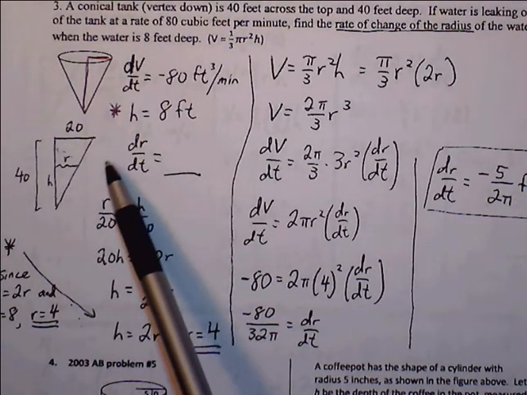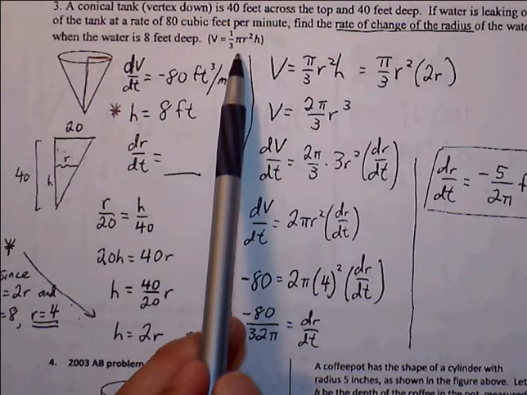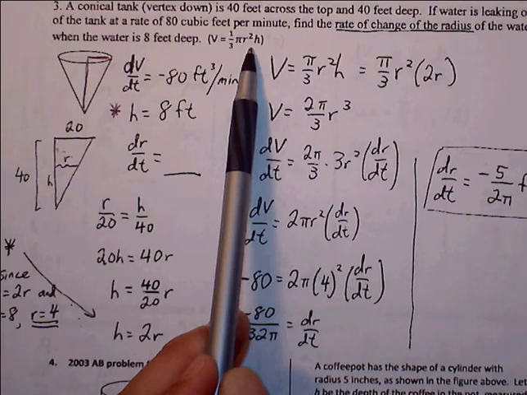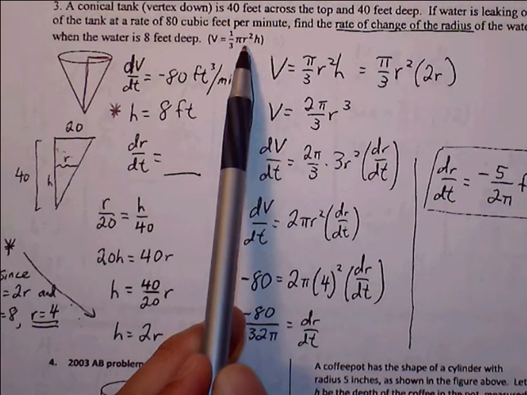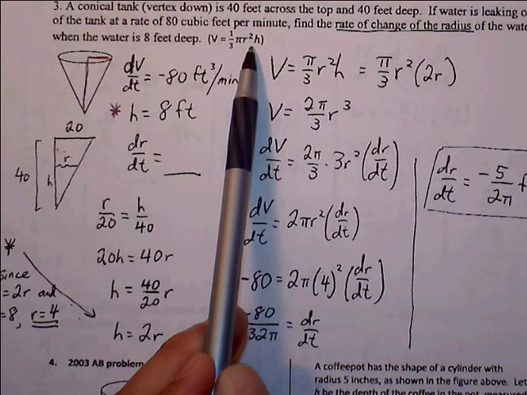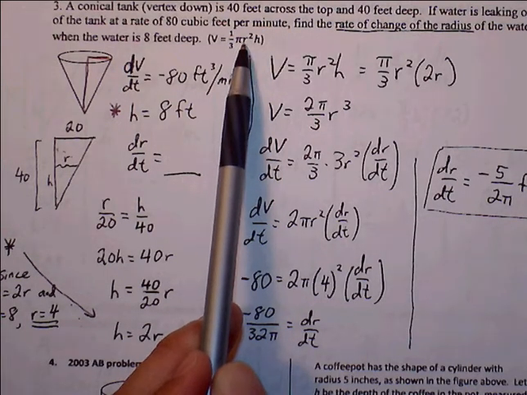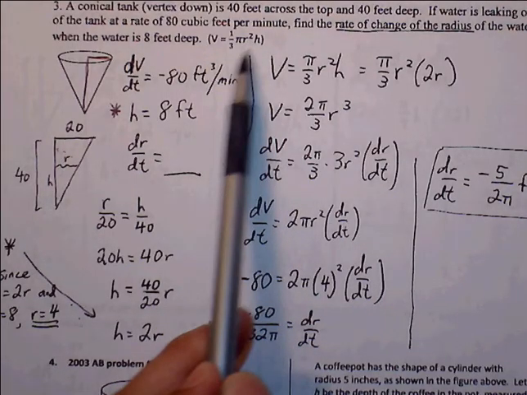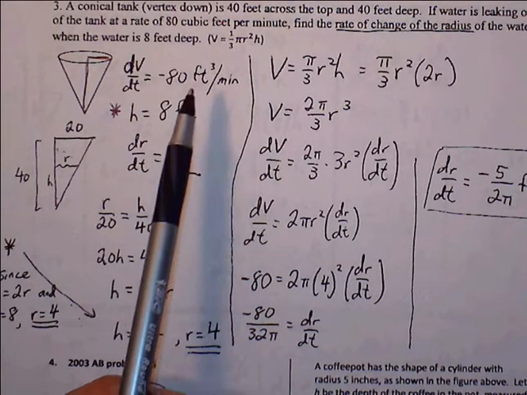So the issue is there are too many variables. We want to try and condense this equation to have fewer variables. So if we can find a way to relate radius in terms of height or height in terms of radius, then we can substitute one variable in terms of the other, and that will make our equation easier to work with, thereby making it easier for us to solve our problem.